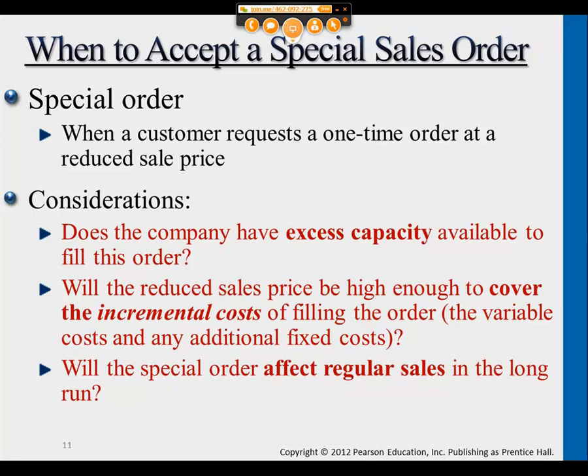Why would it matter to me when to accept a special order and when not? Because my production cycles are getting much shorter, right? And when the customer is requesting a one-time order, it's more significant to me. It's a very short time decision, so I need to make it quick. So what are my considerations mainly? Does the company have excess capacity available to fill this order?